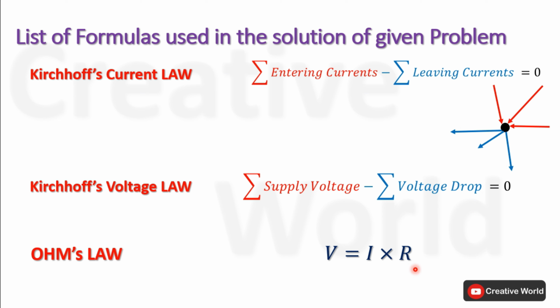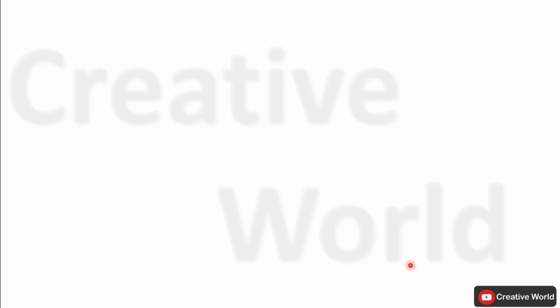According to this law, voltage across any resistance R is the product of current through it and the value of resistance itself. Now move towards the problem.